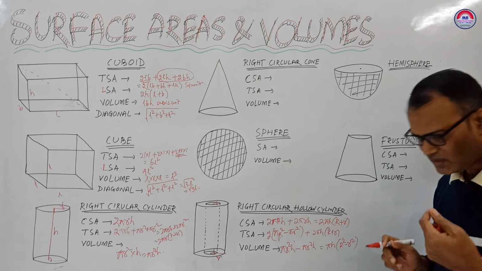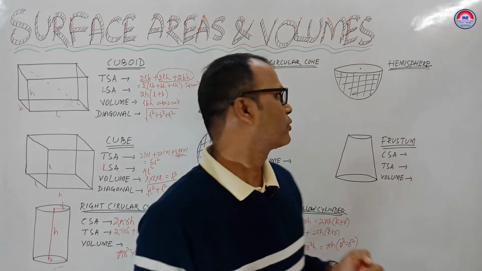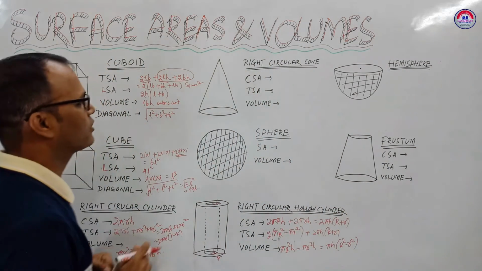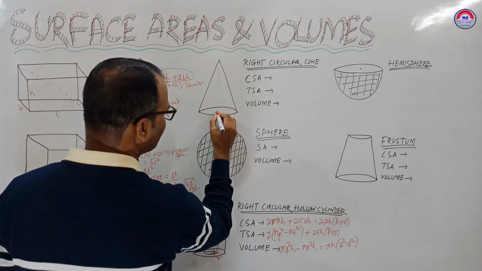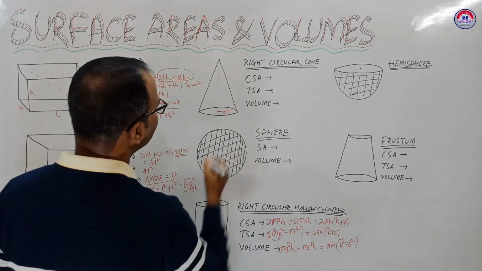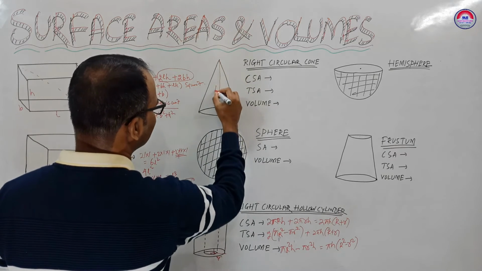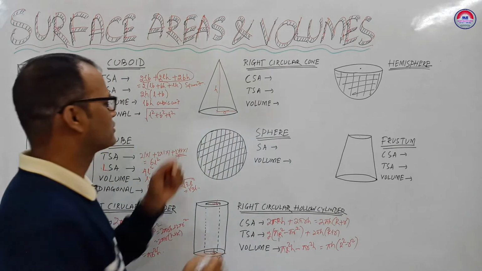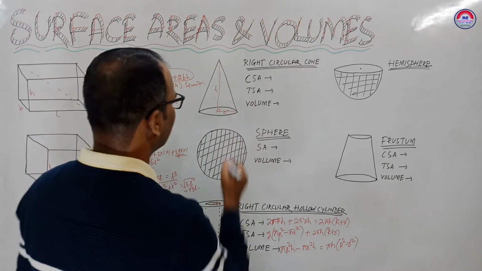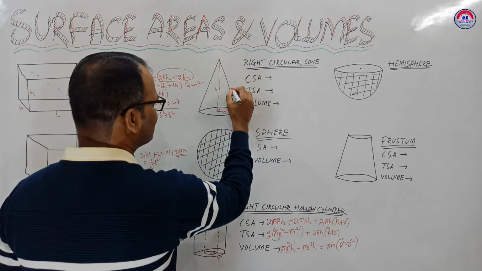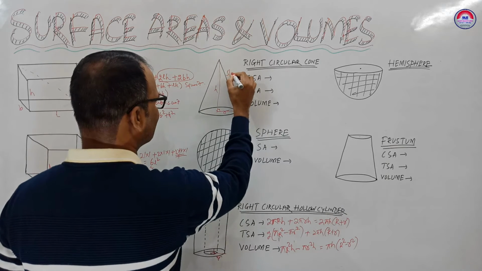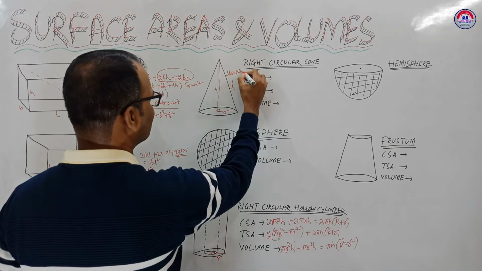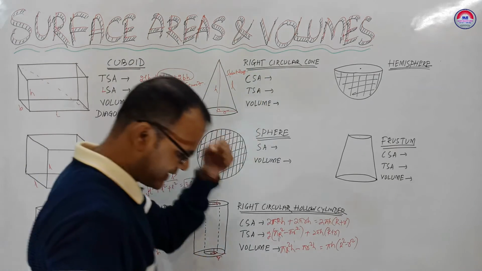Okay. Next, right circular cone. What is called right circular? Here you see the radius and this height are perpendicular to each other. So it is called a right circular cone. Now this is another height. It is called L. L is called the slant height. Okay. How to find the slant height?